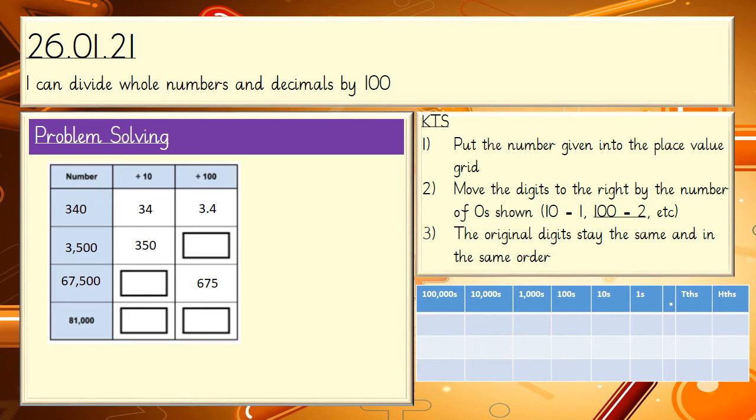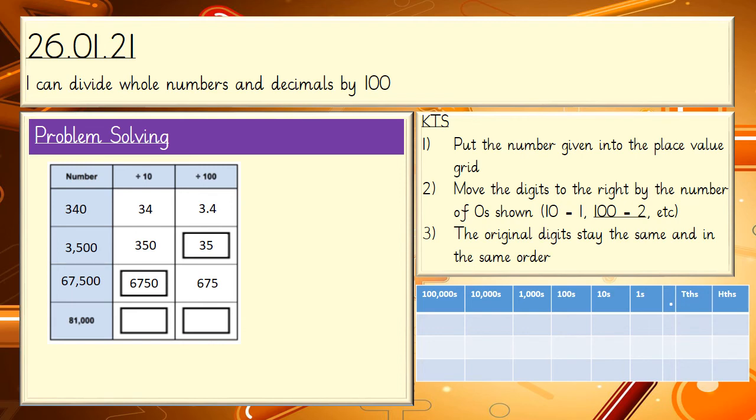Well, if I put 3,500 into the place value grid and then moved them 2 places to the right, I'd end up with 35. And then if I was to do the same with the number underneath, with 67,500 divided by 10, I'd need to put that number into the place value grid and move it 1 place to the right. And so I'd end up with 6,750. And finally, 81,000 divided by 10 would equal what?